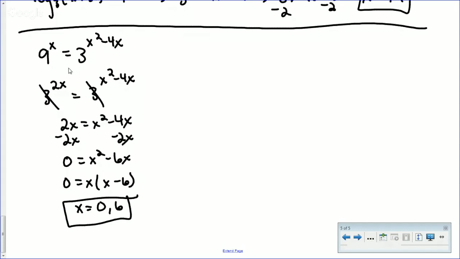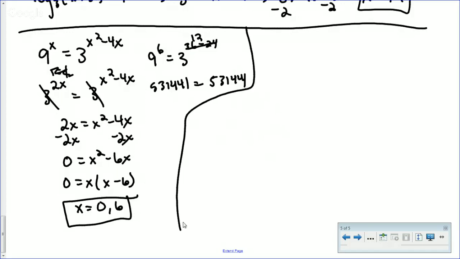Check those. So I'll have 9 to the 0 is 1. And I get 0 minus 0, so 3 to the 0 is also 1. So 0 checks. And we want 9 to the 6th equals 3 to the 36 minus 24, which is 12. So 9 to the 6th is 531441. And 3 to the 12th is also 531441. So they both check. So we're good.